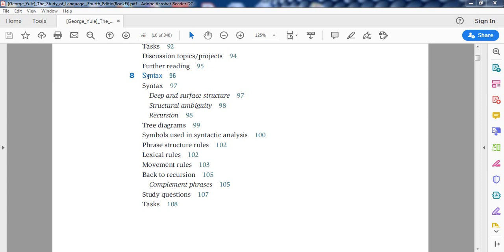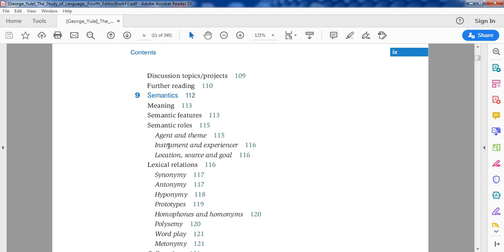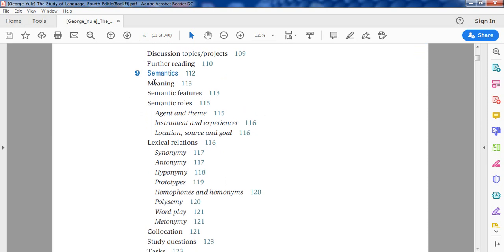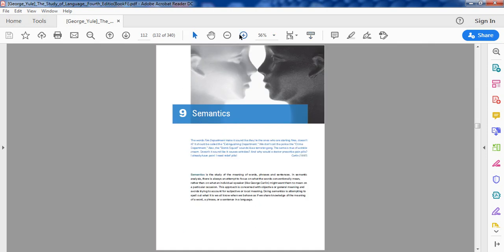So instead of discussing chapter 8 here, we'll discuss chapter 9, that is semantics. And it is easier for you and more beneficial for you. It's good for you to have an idea about semantics. So in this lecture, and it may be the last lecture, we will discuss semantics, that is the study of meaning.